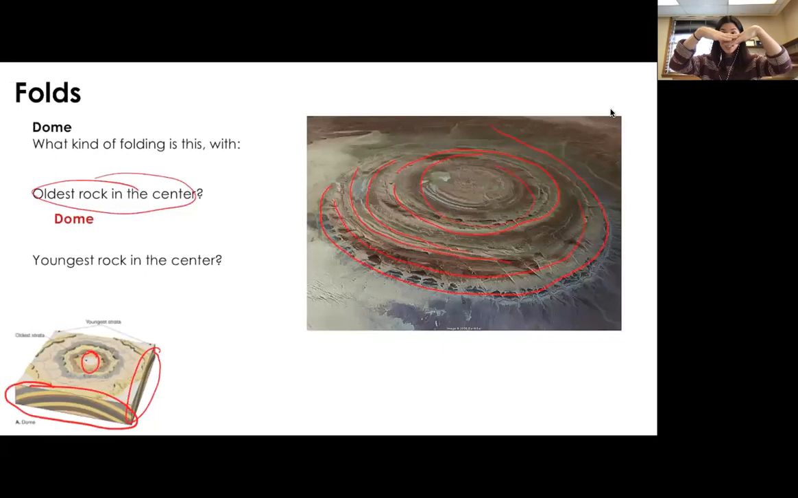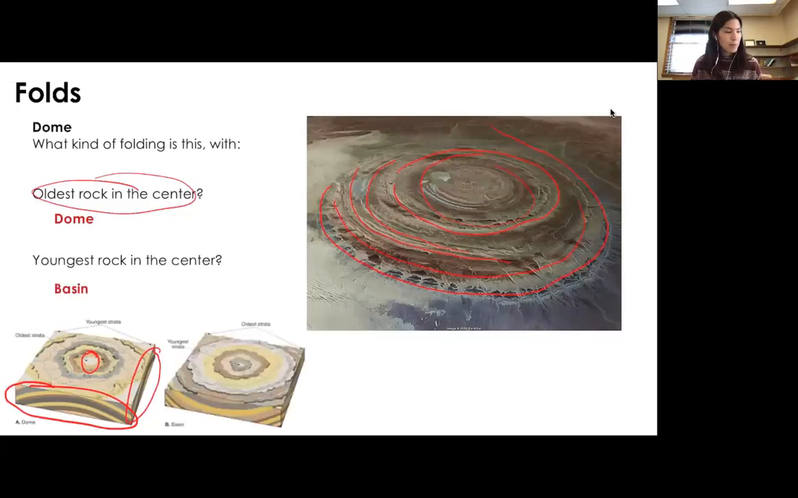Conversely, if the youngest rock was in the center, that means rather than bringing rock up, you are bringing it down in the center of the structure, and that's a basin form. That basin form is bounded by synclines on both sides and has the youngest rock in the center. Again, part of that downwelling.